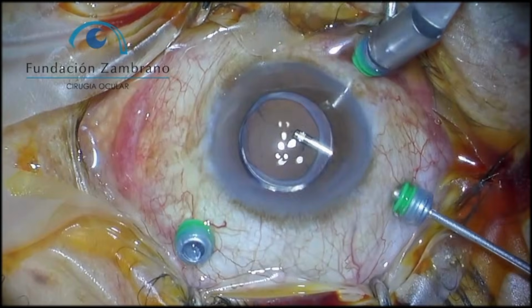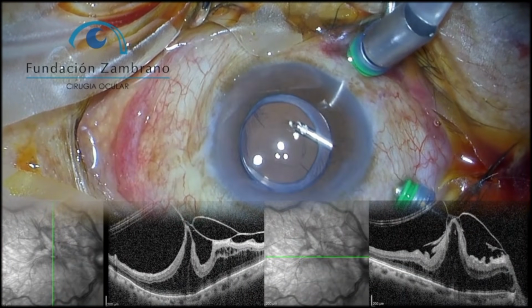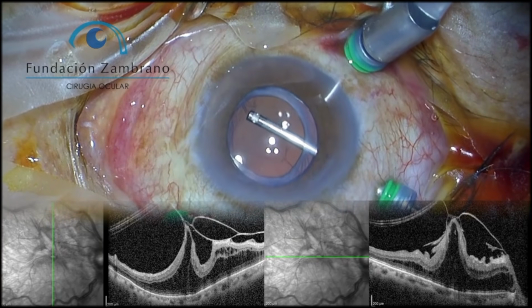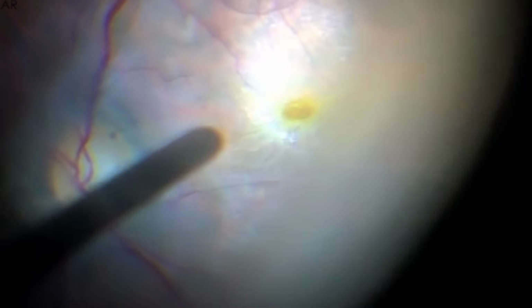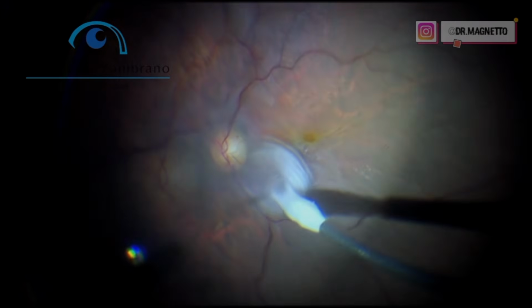In this video, shared by Dr. Agustín Magnetto from Buenos Aires, Argentina, we discuss a case of a patient who underwent pars plana vitrectomy and peeling due to vitreoretinal traction. At the beginning of the surgery, one can notice the typical sheen of a thickened posterior hyaloid seen in these cases.